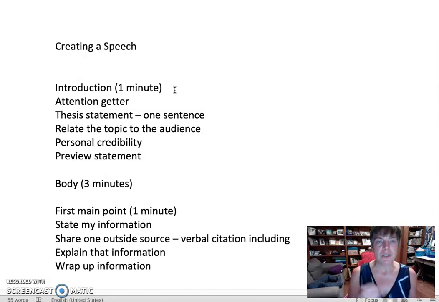It's like if I put you in the van and I was going to take you somewhere, the first thing you would say is, where are we going? The preview statement is where we're going. So today we're going to cover the following topics. We're going to cover this, and then cover this, and then cover this. Then you go right to the introduction.